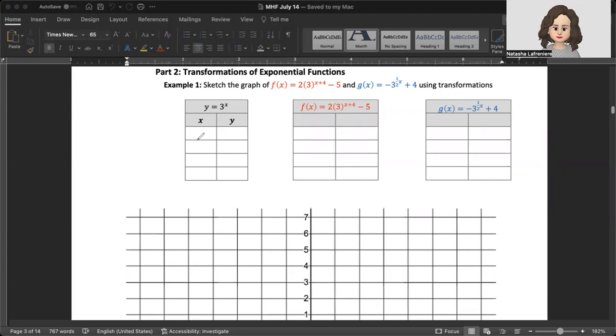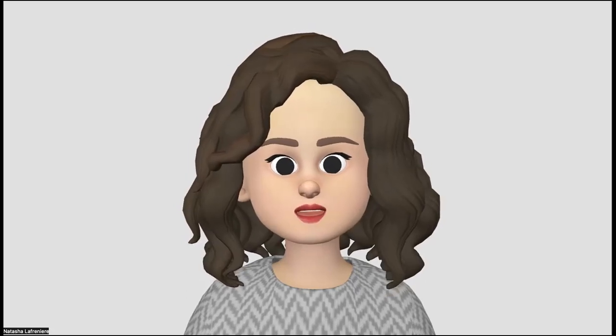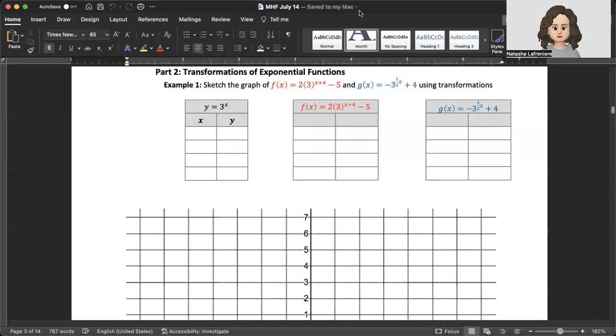Oh no. All right, so I'm going to pause this and figure this whole thing out. Okay, so hopefully this is working now. I never used to have issues with it until this summer, which is a pain in my butt.